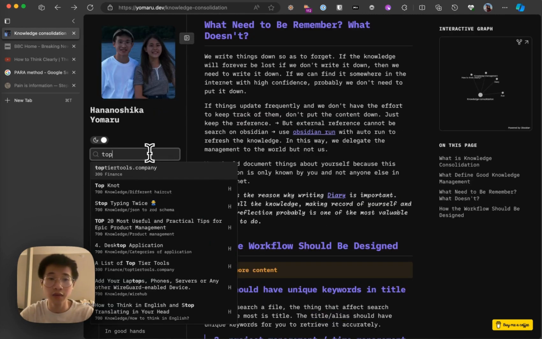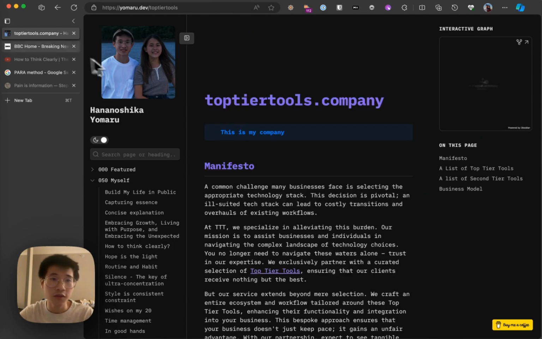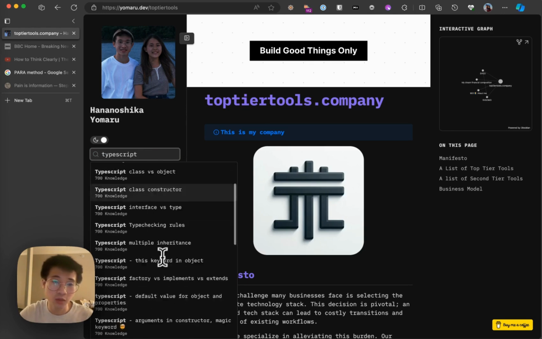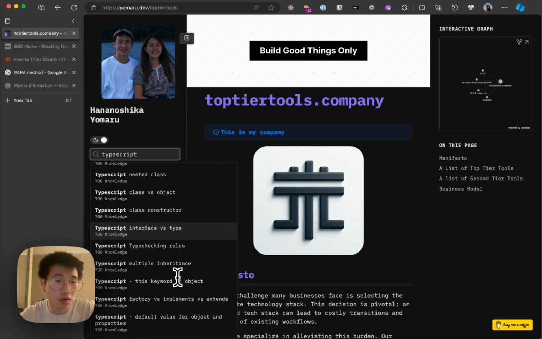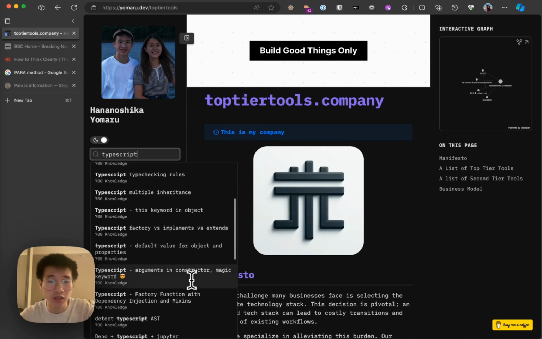Let's say my company is called Top Tier Tools, so this is the name of the note, and TTT is also an alias of this note, and it can also help me go to this note. This is what I mean by unique keywords. So there are some notes that don't have any unique keywords. For example, TypeScript is not a unique keyword in my vault, because if I type TypeScript here, you can see a lot of notes pop up, and it is difficult to find what I want by typing TypeScript, and that's why I need another keyword to find the notes that I want.